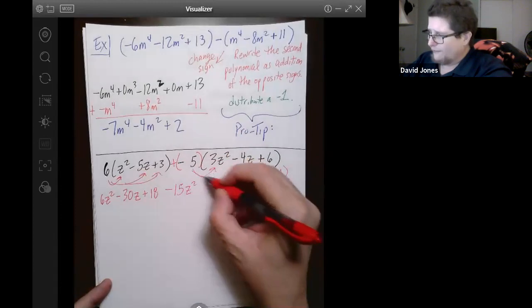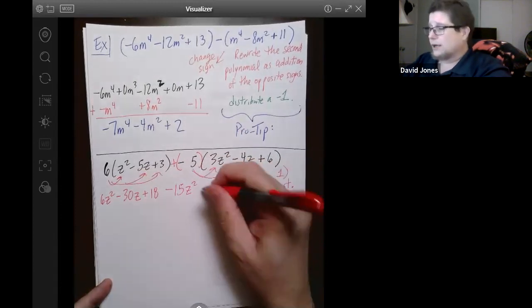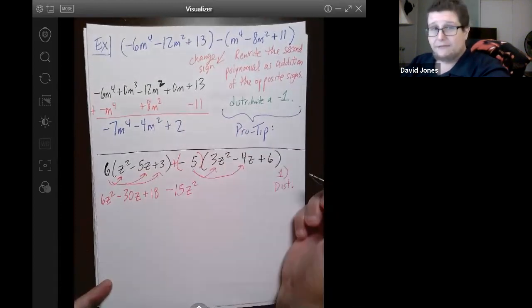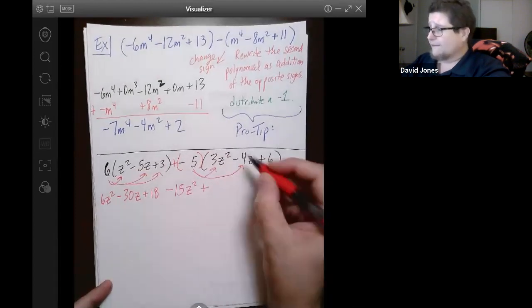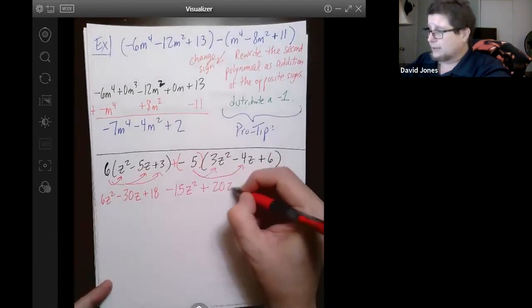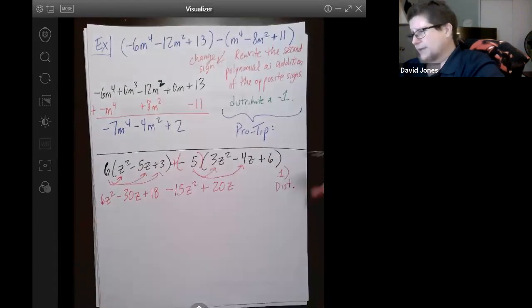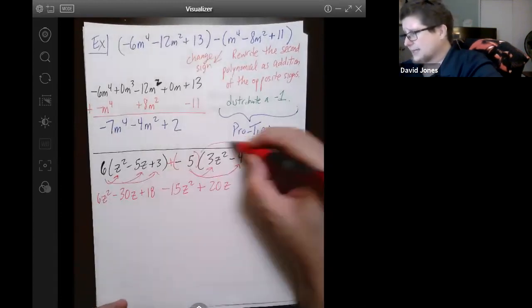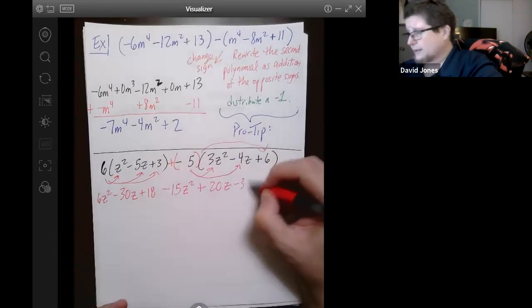Then I'll do negative 5 times negative 4. 2 negatives make a positive. So positive, and 5 times 4 is 20. And then negative 5 times 6 is negative 30.